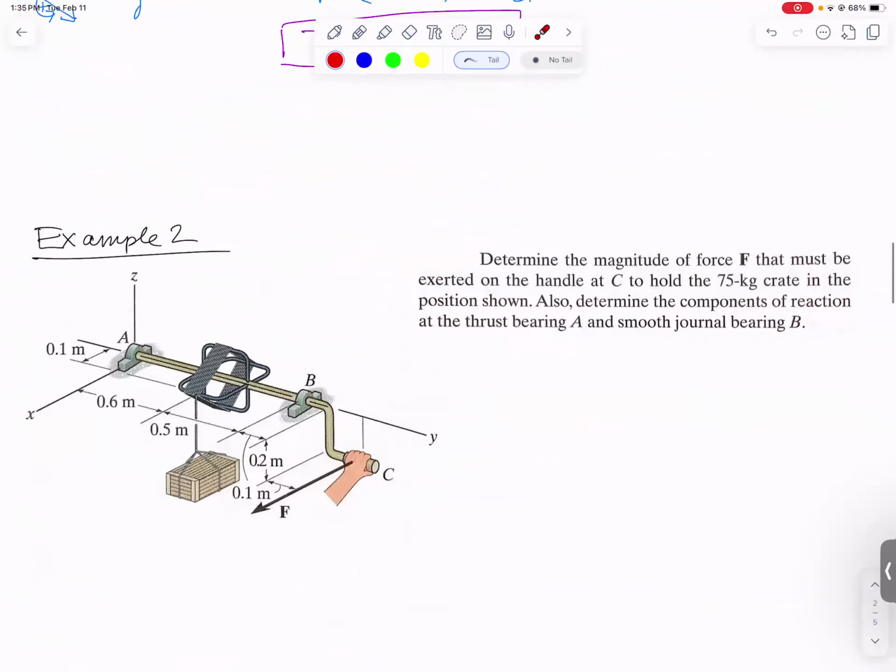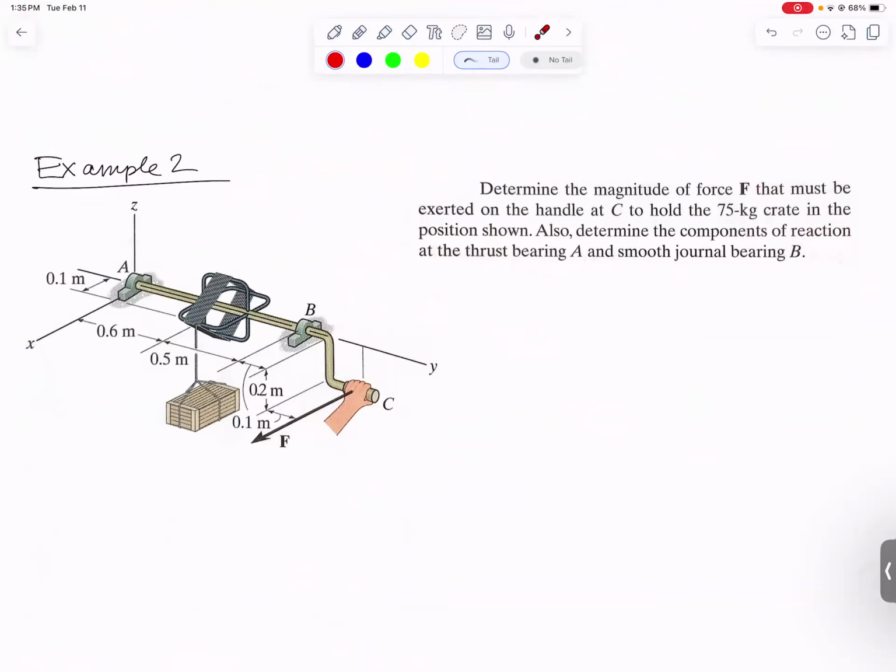Let's try another example that's a little bit more involved. In this problem, we have a pair of bearings. This is how our book draws bearings. We're told that A is a thrust bearing and B is a journal bearing. So we're going to go back and remember that the thrust bearing will have 3 reaction forces and the journal bearing will only have 2. That's the difference between them. We're told that the crate is 75 kilograms, so we'll have a weight downward. And we're supposed to solve for the force F that the person has to pull with to hold the crate in equilibrium in this position. And then it also asks us to find the reaction forces at the bearings.